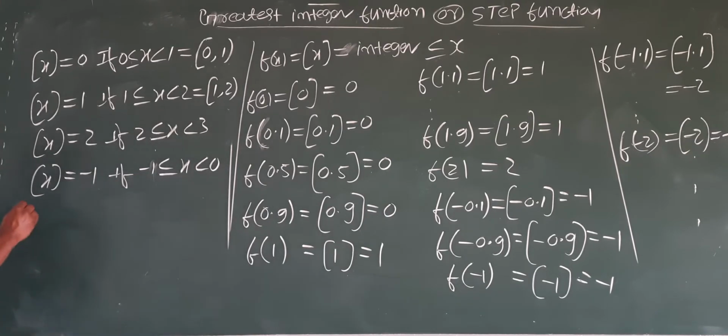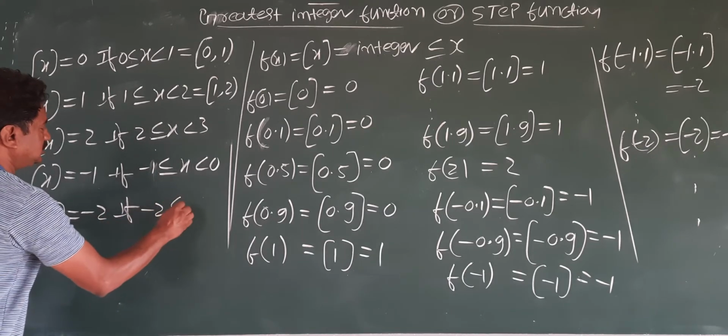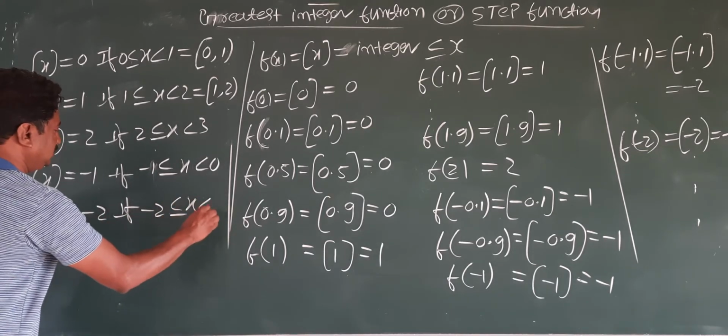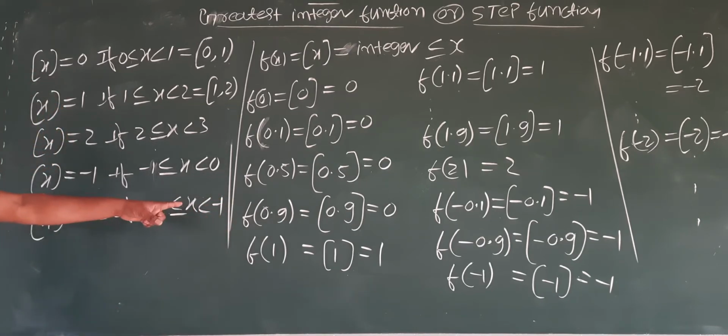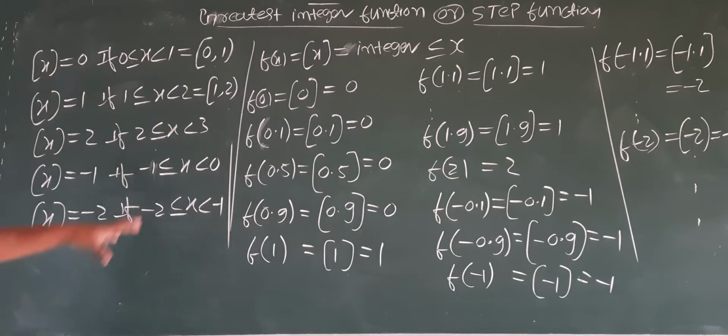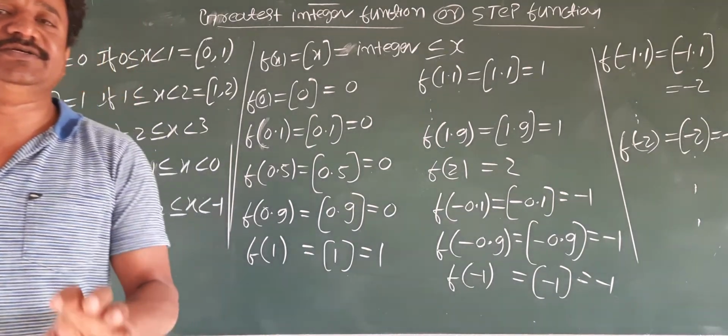So next, the greatest integer function value is minus 2. Let us see where minus 2 comes. Minus 2 is less than or equal to x, less than minus 1. Include minus 2, up to minus 1. This is about your greatest integer function. Using this, I go for drawing the figure. Okay students.